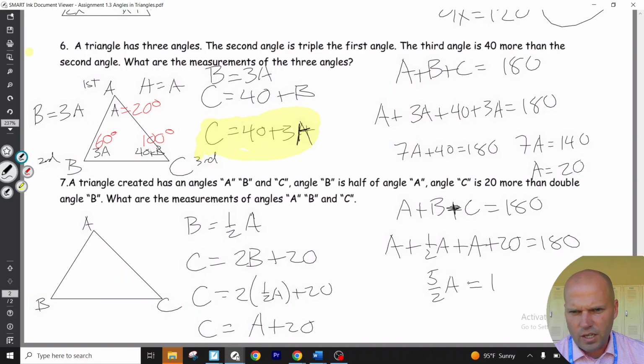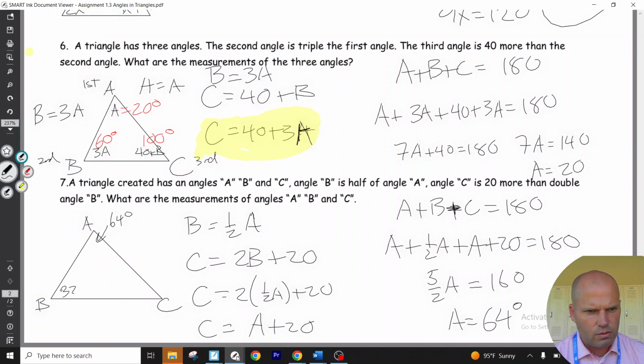We subtract 20 to get 160. I'll divide by 5 and multiply by 2. So divided by 5 is 32. Times 2 is 64. So angle A is 64. Angle B is 32.